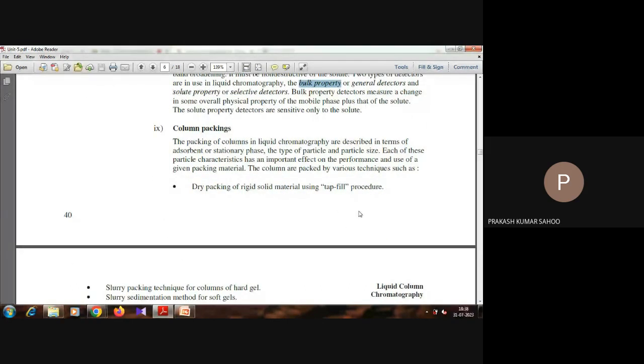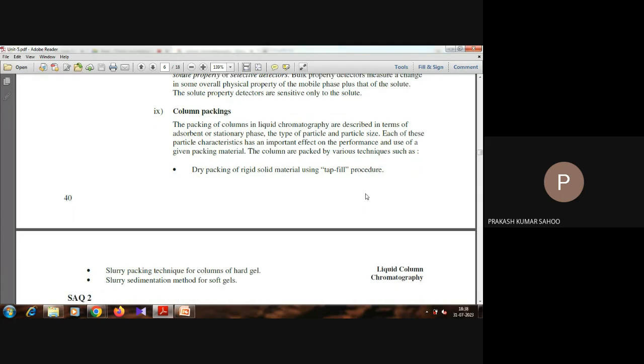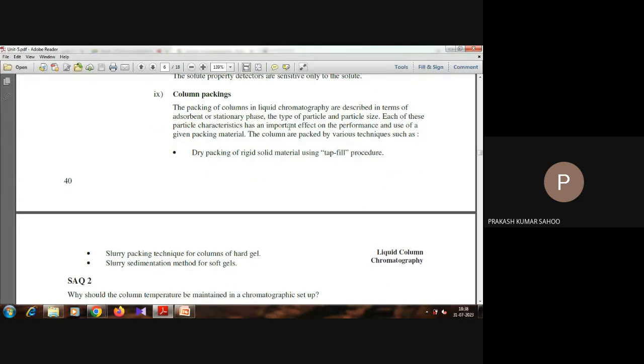Then we have column packaging, and this will be packed with the silica gel or alumina. The packing of a column in LC is described in terms of the adsorbent or stationary phase, the type of particle, and particle size. So we have to consider different parameters before packaging of a column. The different parameters are what type of stationary phase we have to take, what is the particle size, or what type of particle we will take. So these are the parameters we will think about before packing a column.